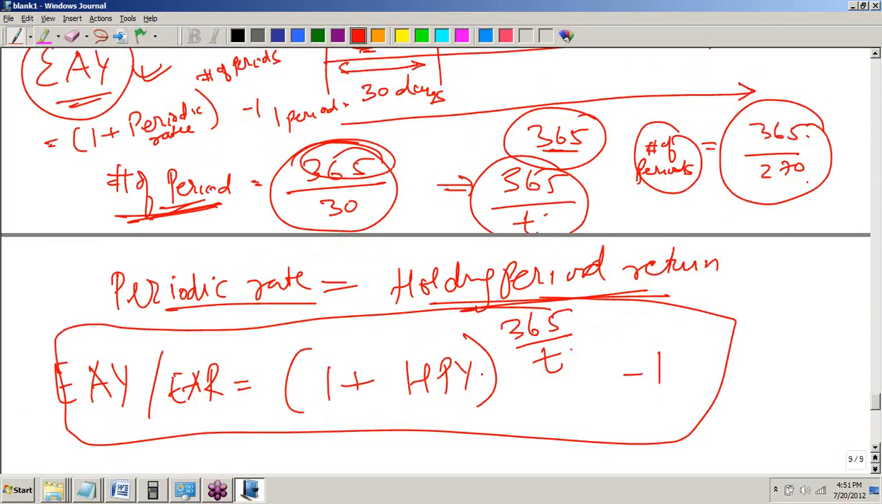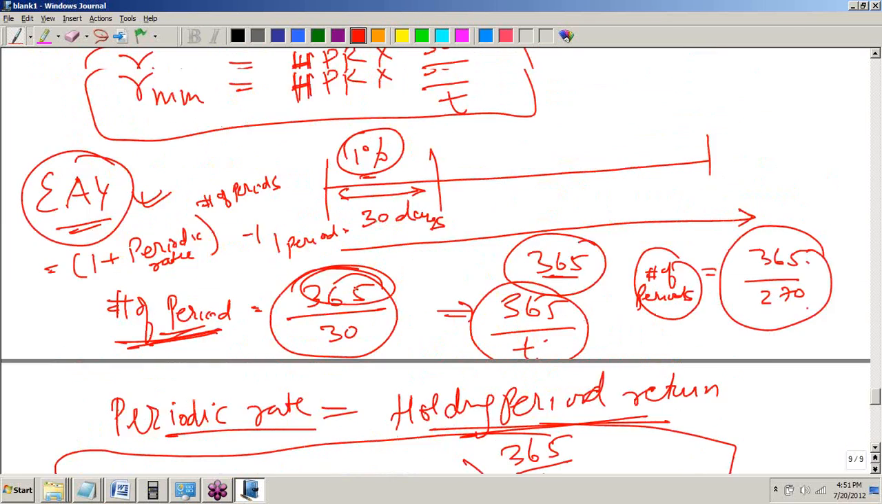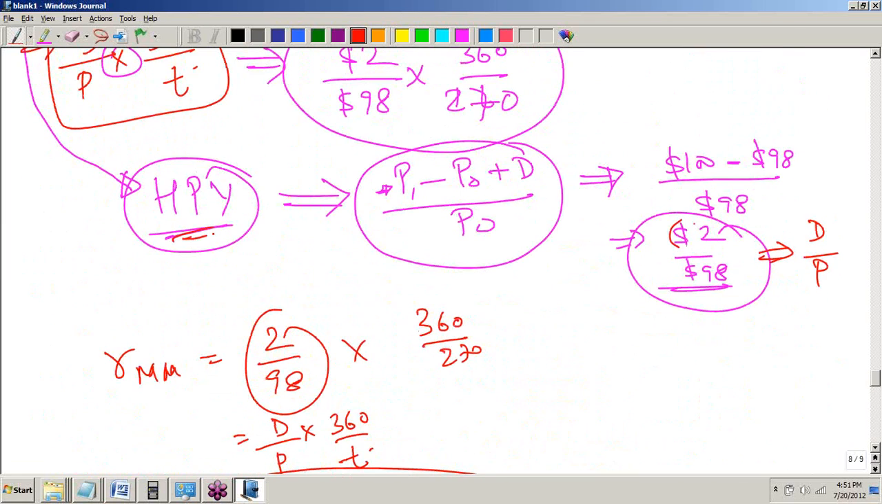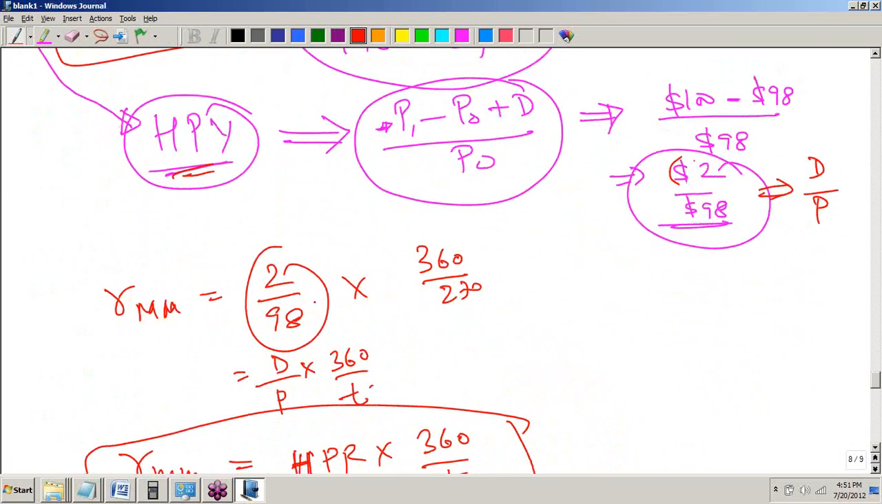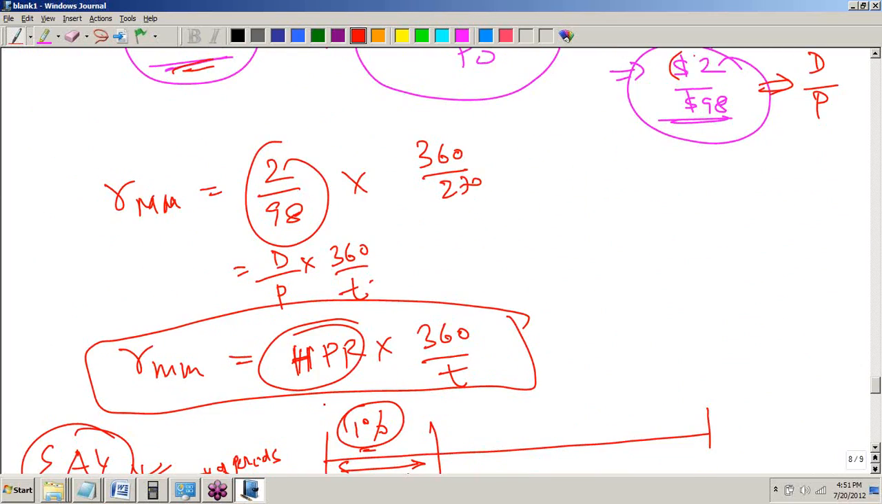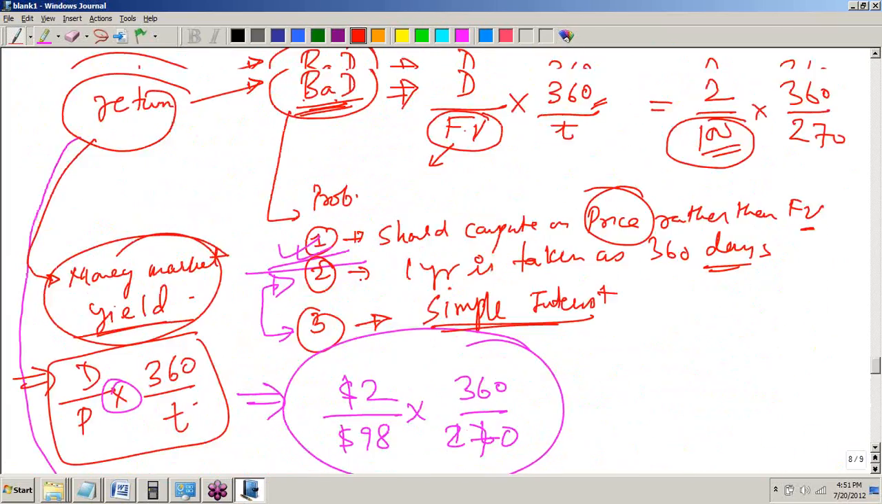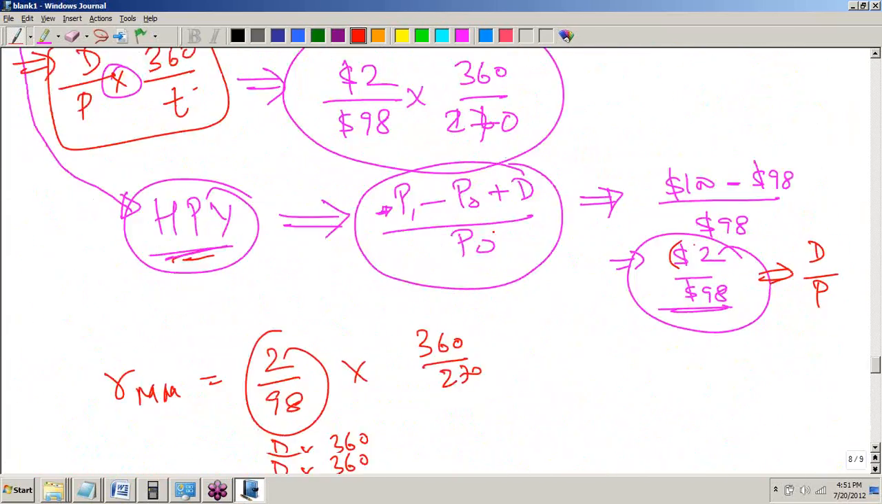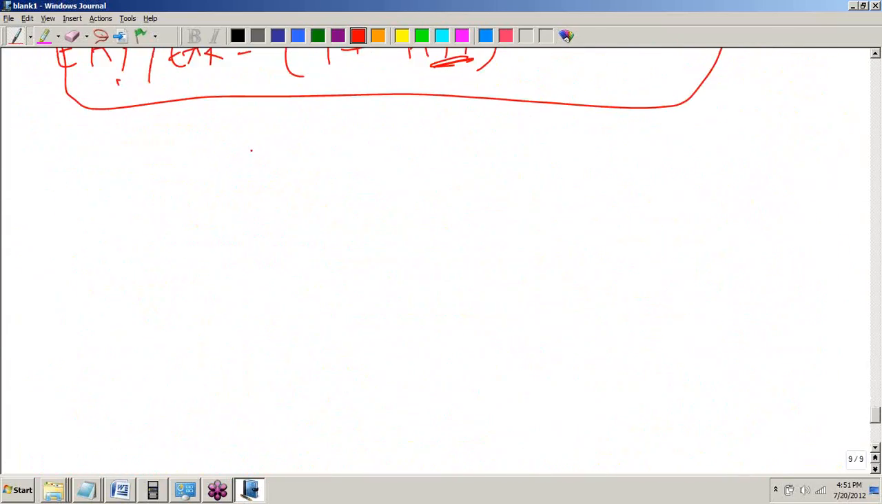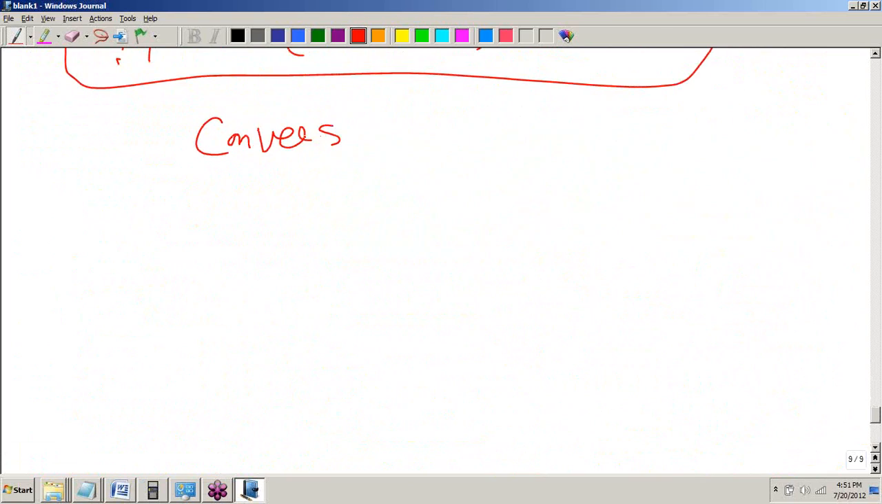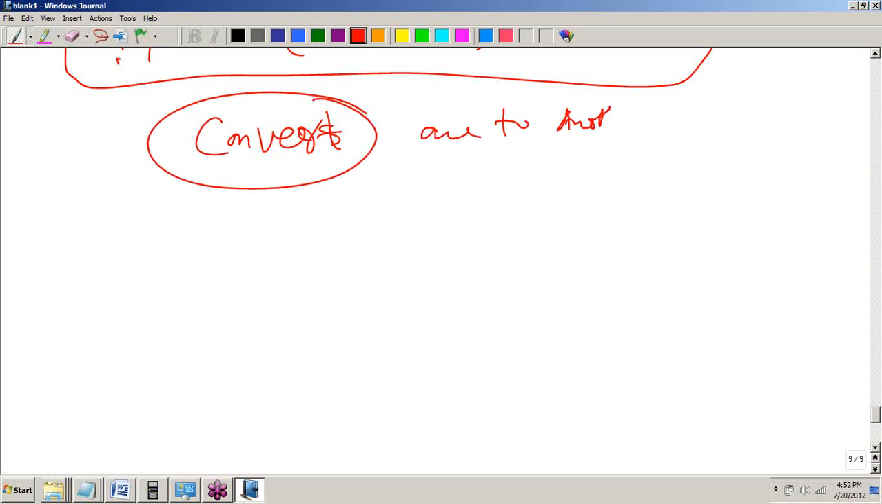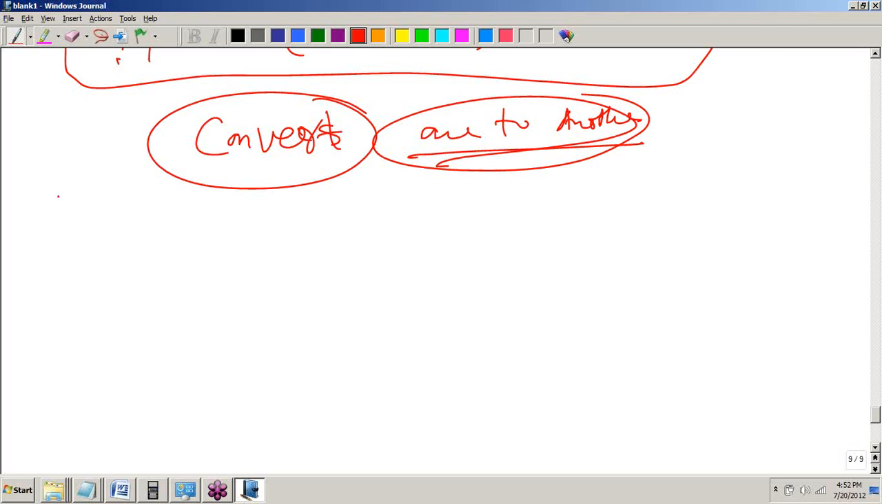Okay. So your holding period return is coming in EAY. Your holding period return is coming in money market also. And also the money market yield is linked to your bank discount yield. So you may be required to convert one into the other. And I would say that rather than depending on any formula, you should try to do it logically. So let's try to solve one problem.